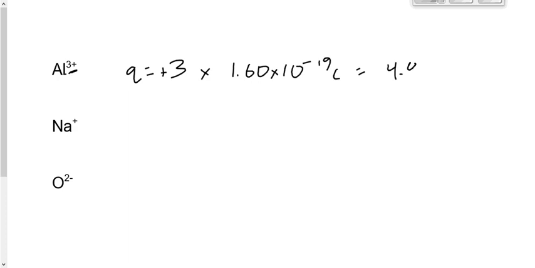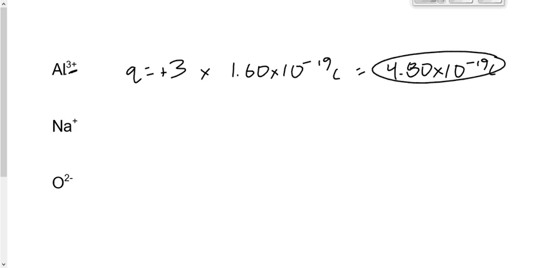Yeah, good, exactly. If it's become positive, and it has, then it must have lost negative to become positive. So the charge of this aluminum would be 3 plus, 3 times the elementary charge, which gives us 4.8 times 10 to the minus 19 coulombs.